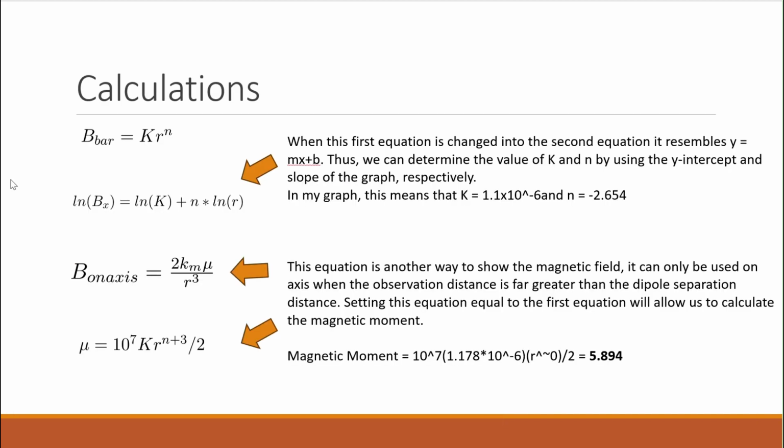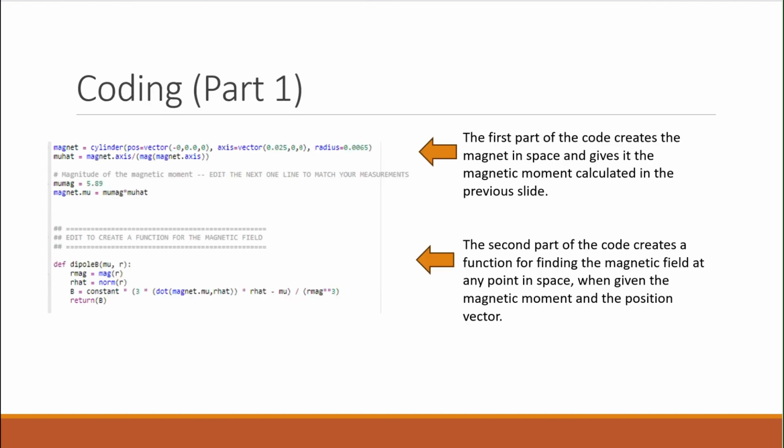So we know that the magnetic field is equal to this constant k r to the n. And if we Ln both sides of this equation, we get Ln of Bx equal to Ln of k plus n times Ln of r. This is very similar to y equals mx plus b. And so using this, we can use the graph to determine that k is equal to 1.1 times 10 to the negative 6, and that n is equal to negative 2.654. We know that the magnetic field is also equal to this when it's on axis and very far away. And if we set these two equations equal to each other, and we calculate it out, we get a magnetic moment equal to 5.89.